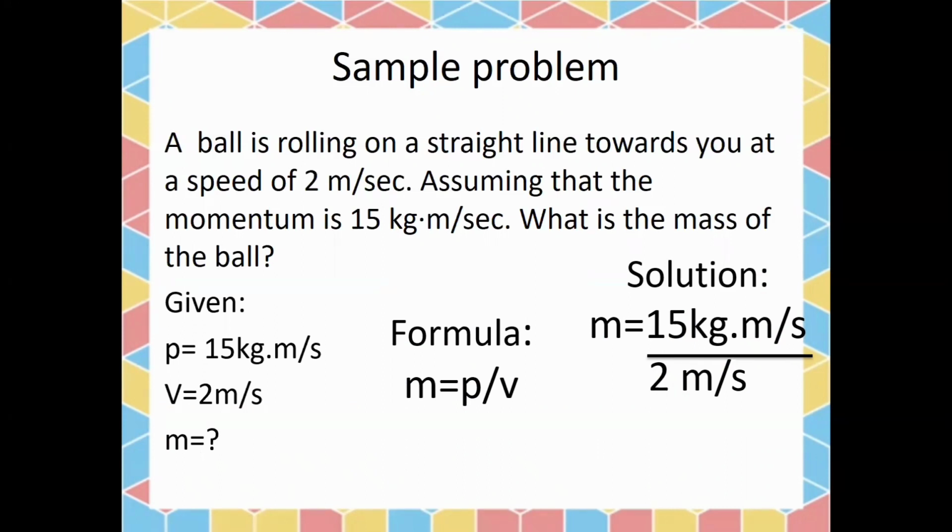In this solution, you will see like terms or like units. Therefore, we have to cancel them out, giving you a unit of kilogram. 15 divided by 2 is 7.5. Then copy the remaining unit, that is kilogram. Therefore, your mass is 7.5 kilogram.